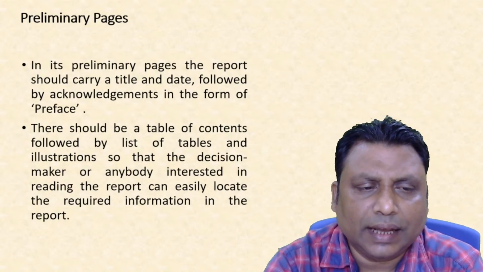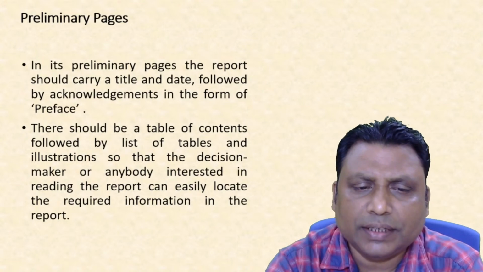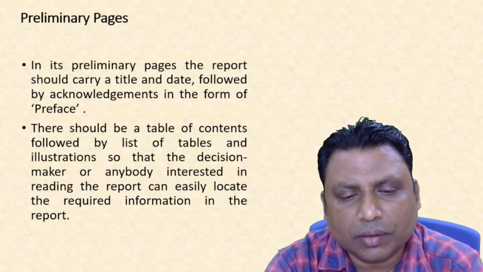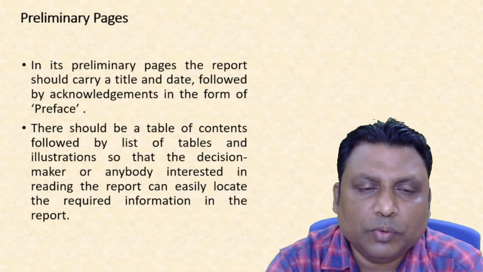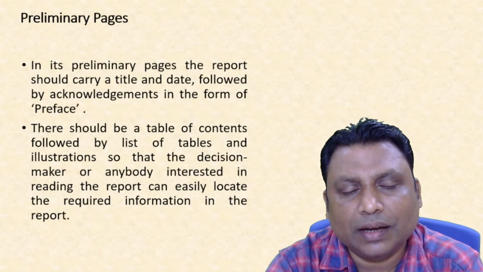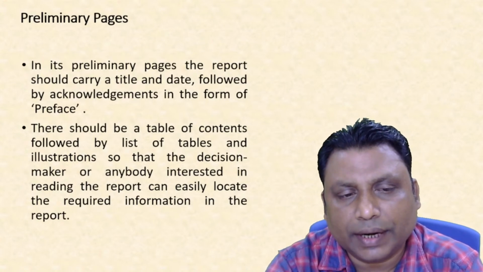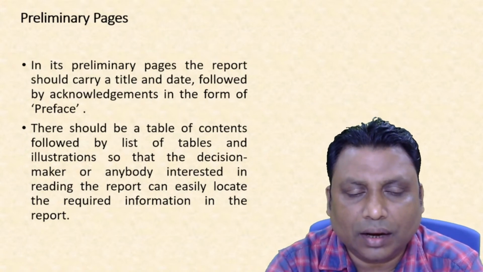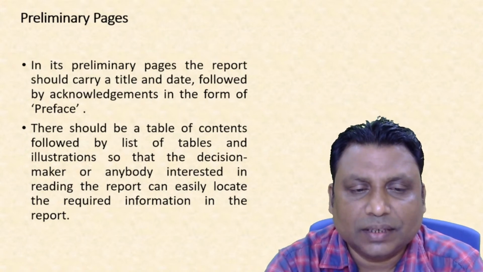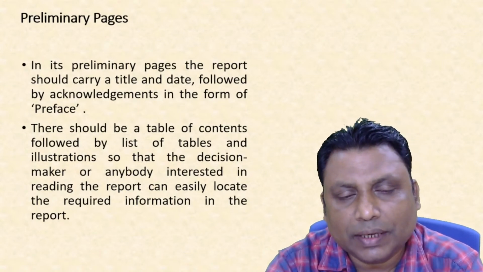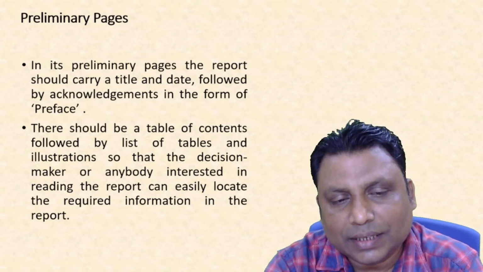After that, there should be a table of contents followed by the list of tables and illustrations so that the decision maker or anybody interested in reading the report can easily locate the required information in the report. So sometimes when anyone wants to read your report, if they go to your table of contents, they have to find out which part is required, and accordingly they refer to it. That means in your table of contents, everything is given.